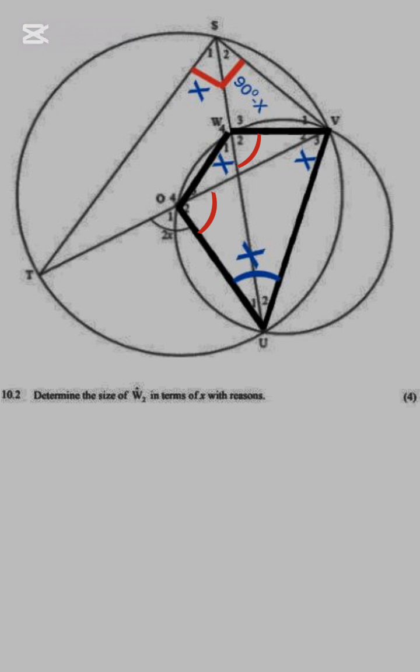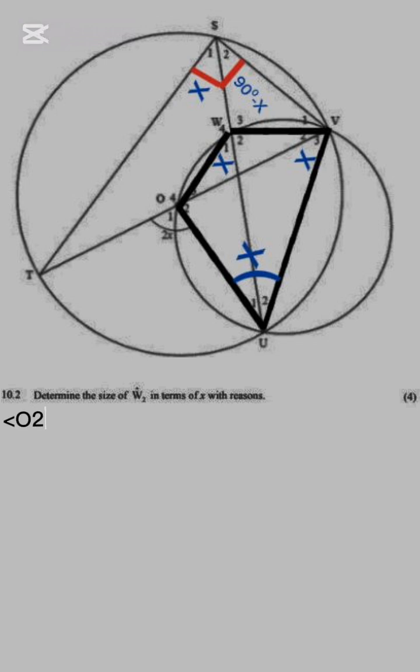Both of them are subtended by a chord UV. So that's why angle W2 is equal to angle O2. If we find the size of angle O2, we'll be done with determining the size of angle W2, since angle W2 is equal to angle O2. And then let's find our angle O2.